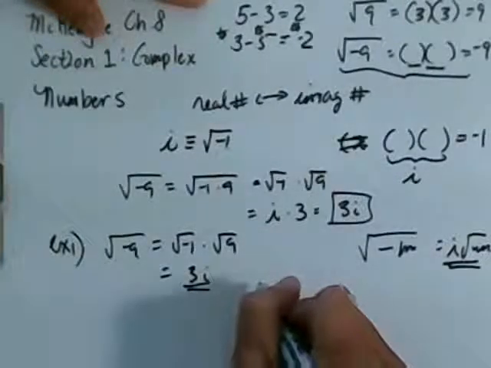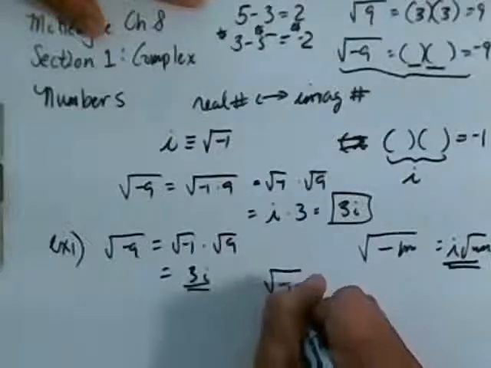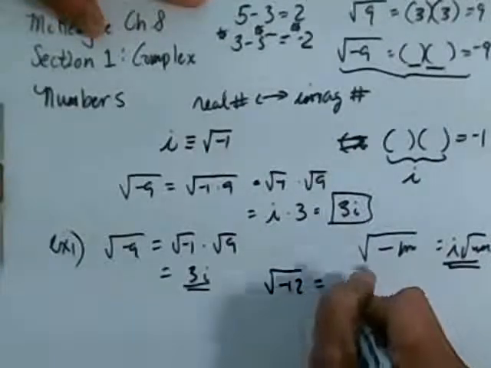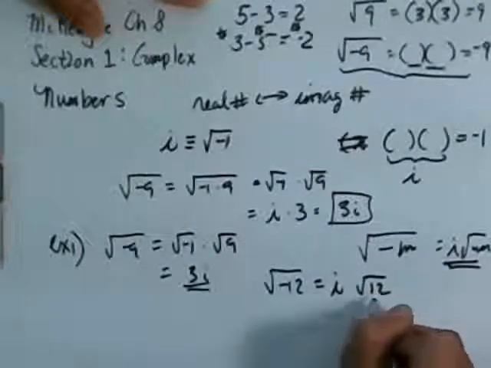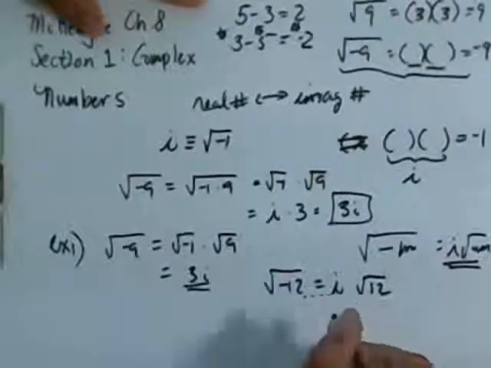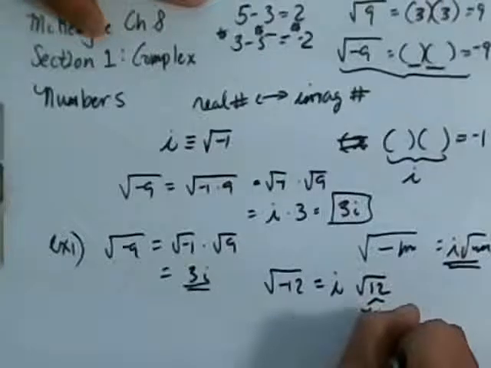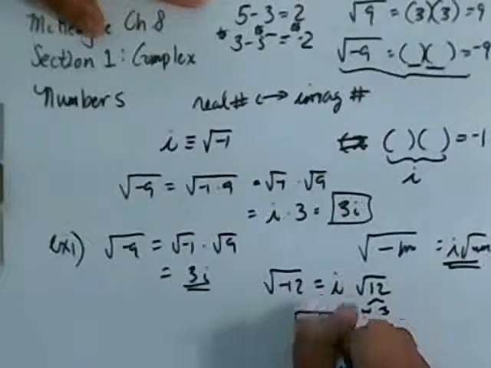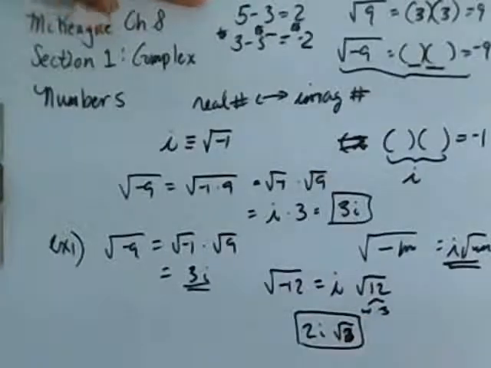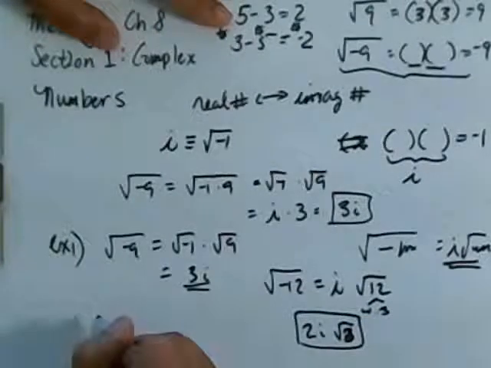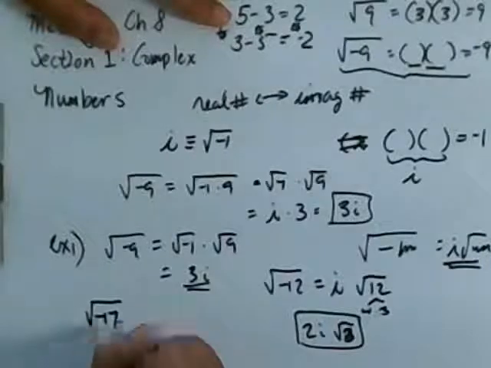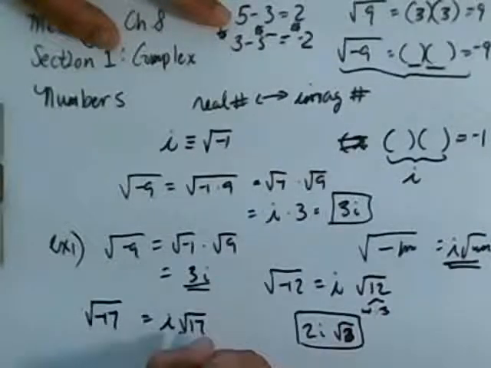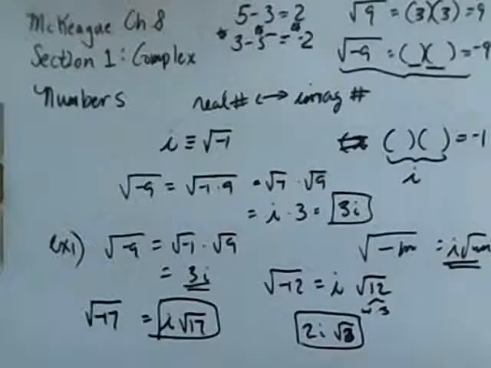So the second example is square root of negative 12. That thing is the same as taking the i out. Take your i out. Square root of 12. Simplifying that radical, it's going to be 4 times 3. It's going to be 2i radical 3. Okay, and the third part is square root of negative 17. Take your i out, you get i root 17. That's your final answer.